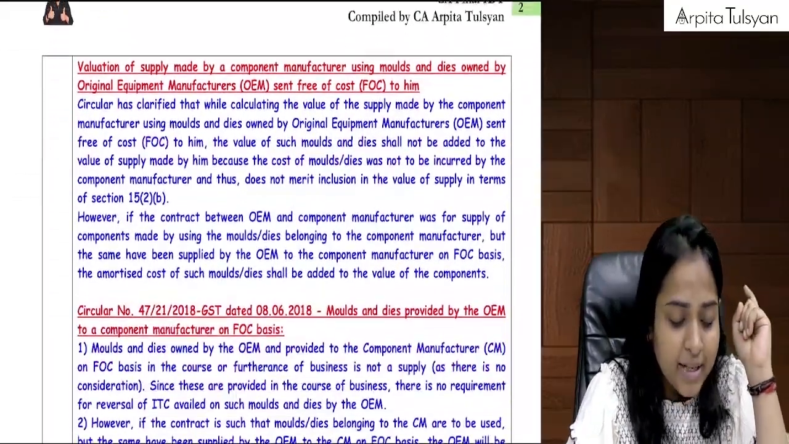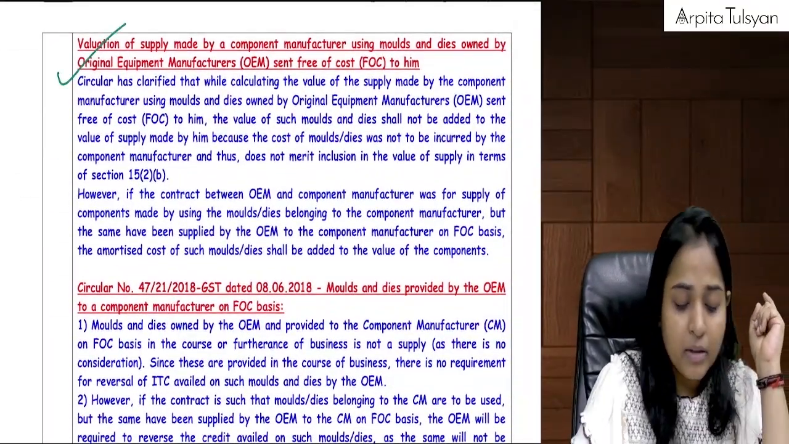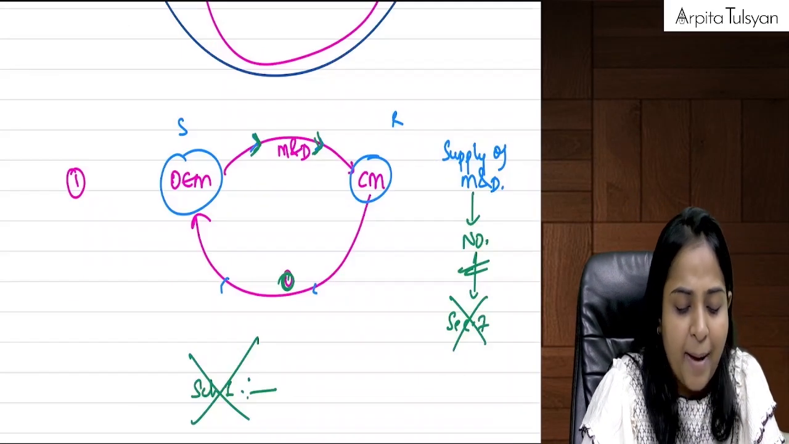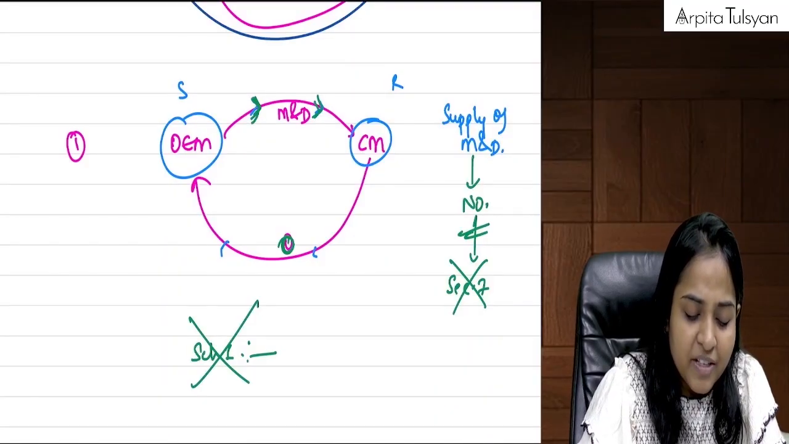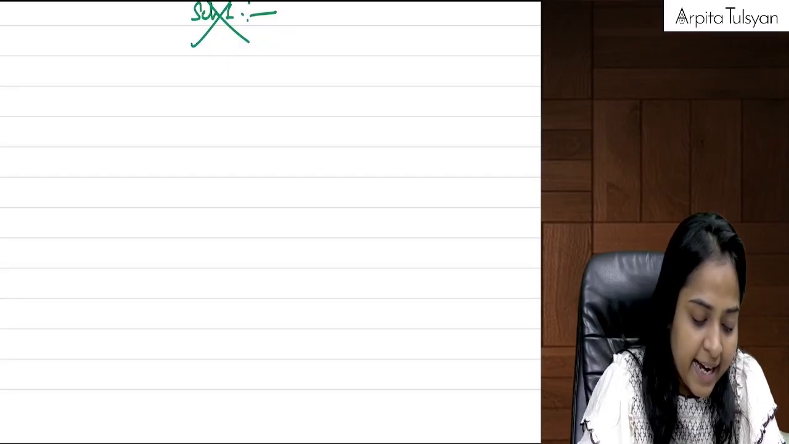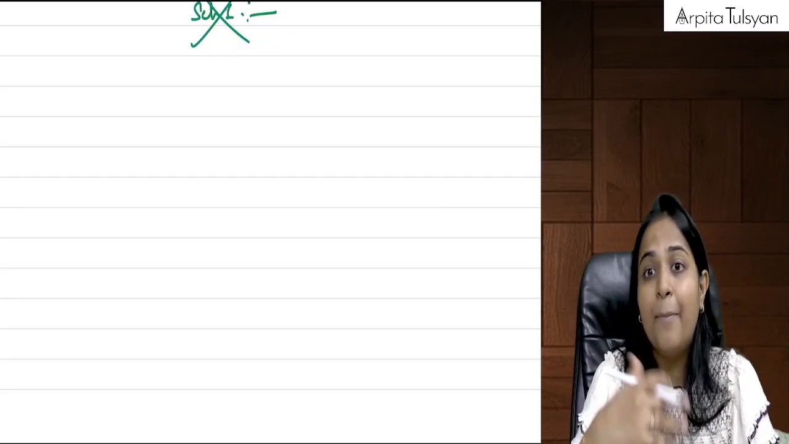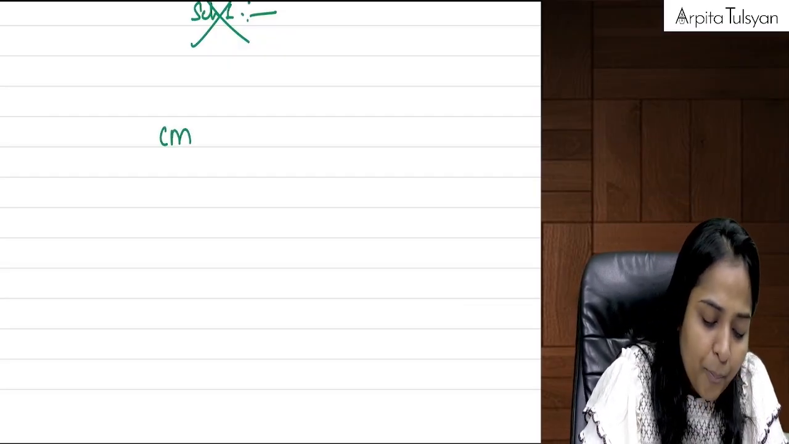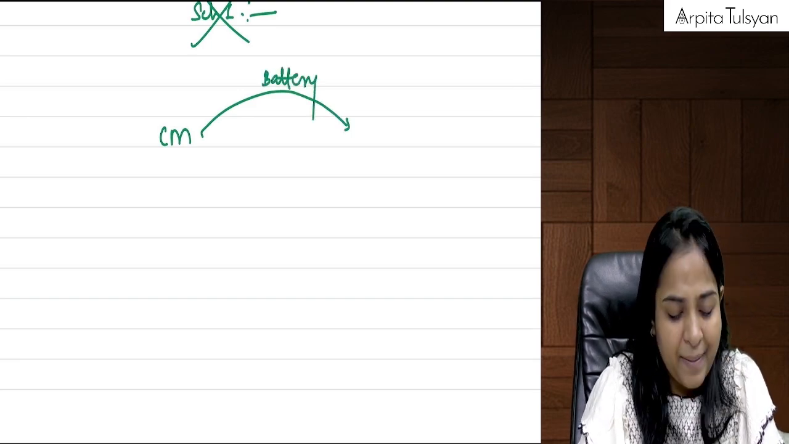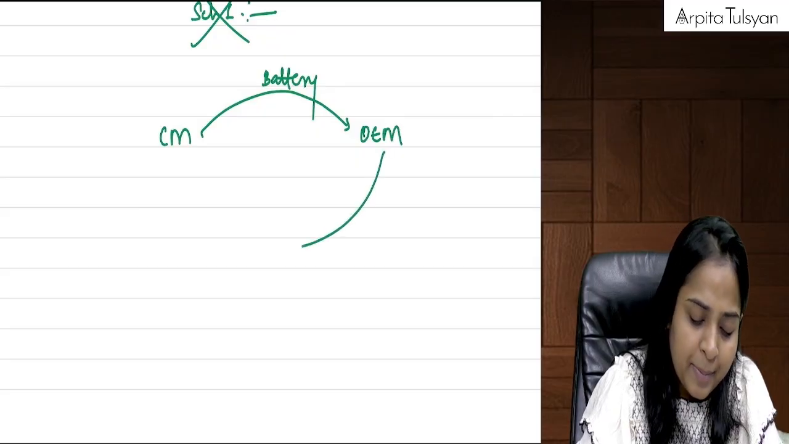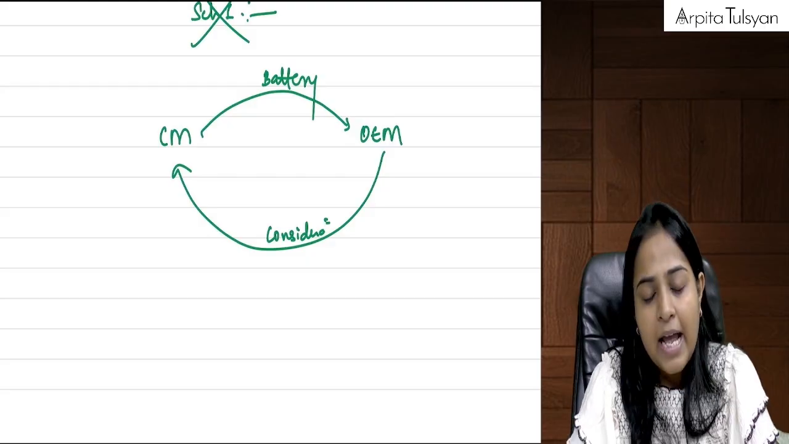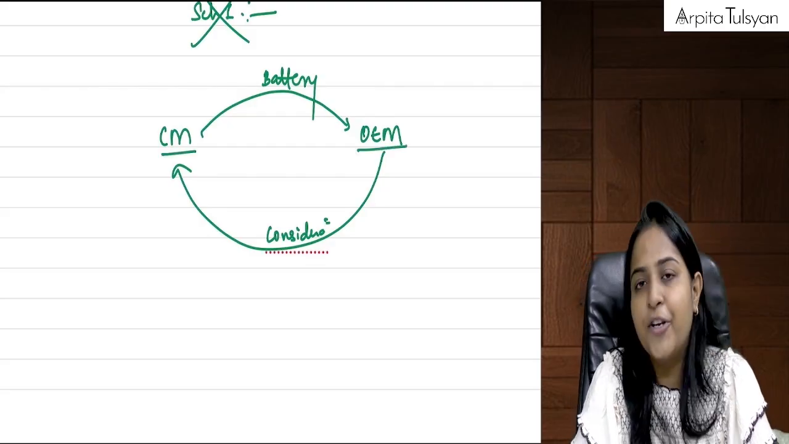Right? The second part which is coming here is about the value of supply which is done by the component manufacturer. Now, the OEM gave these molds and dies to the component manufacturer, then the component manufacturer will use those molds and dies to make the battery out of it, and then supply the battery, the main product, to the original equipment manufacturer, and for that obviously the OEM is required to pay some consideration to the CM.